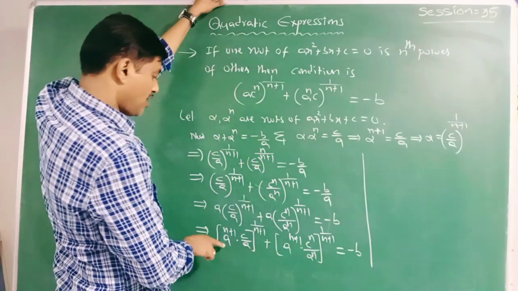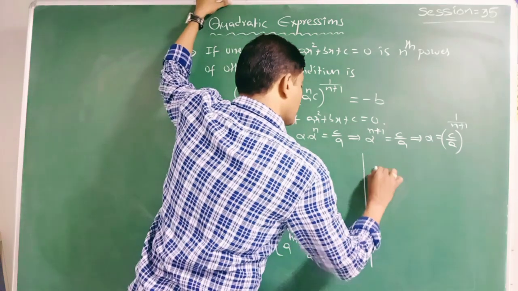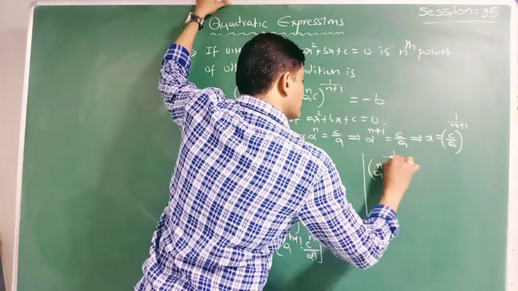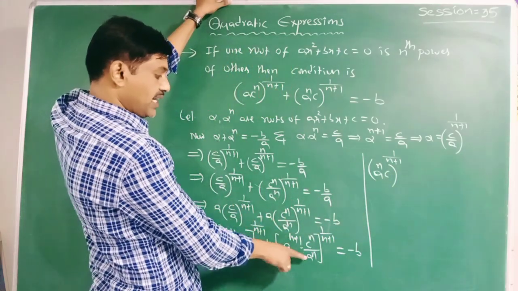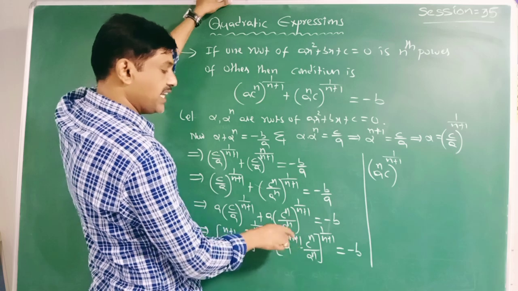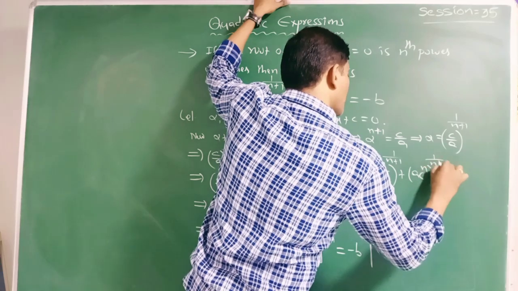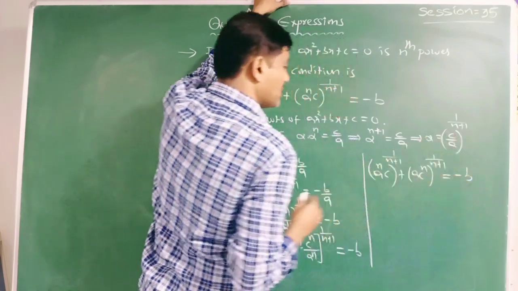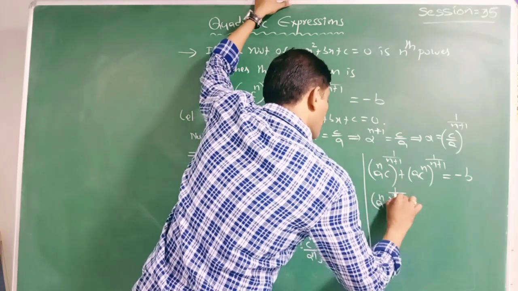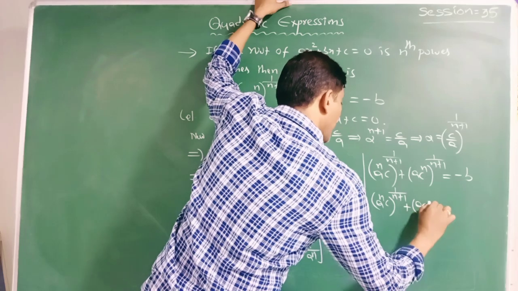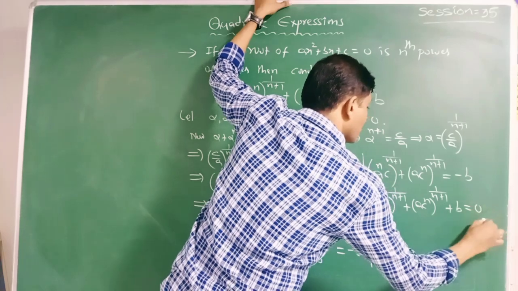Okay, now this is a^(n+1) into c/a, the a cancels. Simply we are getting a^n into c whole power 1/(n+1). Here a^n is going to cancel, you get only a, plus (a c^n) whole power 1/(n+1) is equal to minus b. Sometimes they will write (a^n c) whole power 1/(n+1) plus (a c^n) whole power 1/(n+1) plus b is equal to 0.